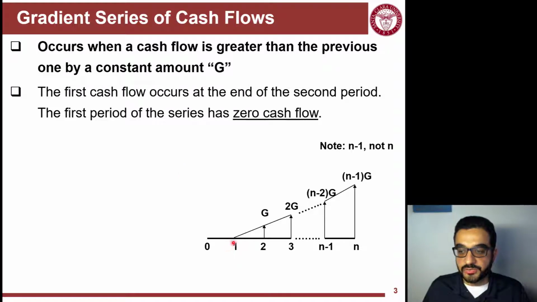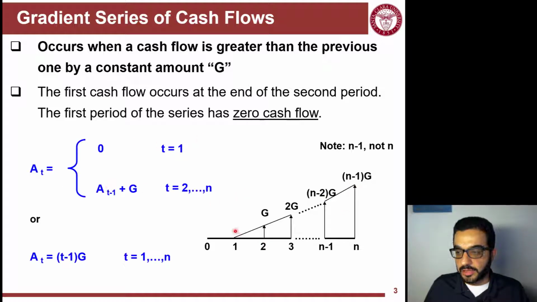One thing to pay attention to is that the first year of the series will have a zero cash flow. This is again how it's represented in the formulas we will deal with. So year one is part of the series, even if it has no cash flow. The first non-zero cash flow will be at the end of the second year of the series. So we can represent that for the series: the value will equal 0 if it's the first year, and if it's any other year, it will be more than the previous year by the gradient value G.